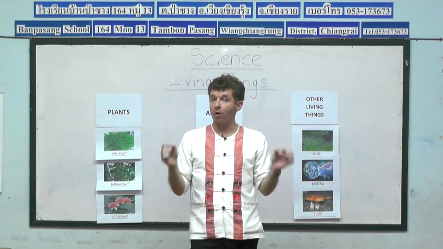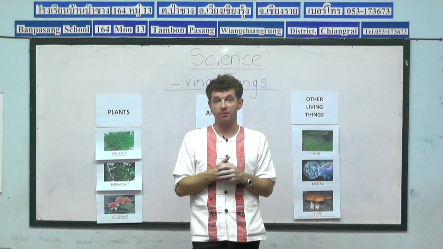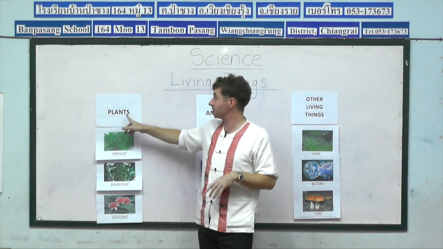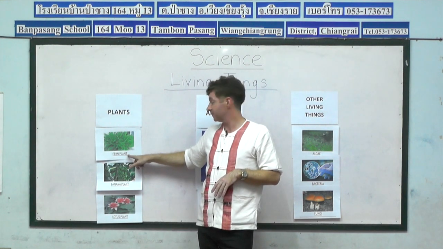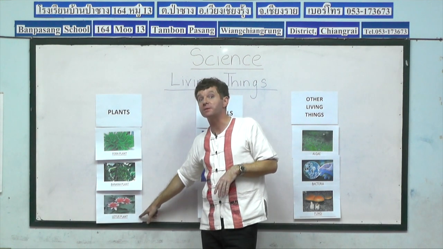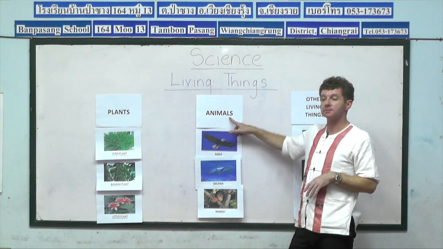And now we've got all our vocabulary on the board sorted into the correct categories. So let's practice speaking one more time. First category, plants. Fern plant. Fern. Banana plant. Banana. Lotus plant. Lotus plant. Second category, animals.